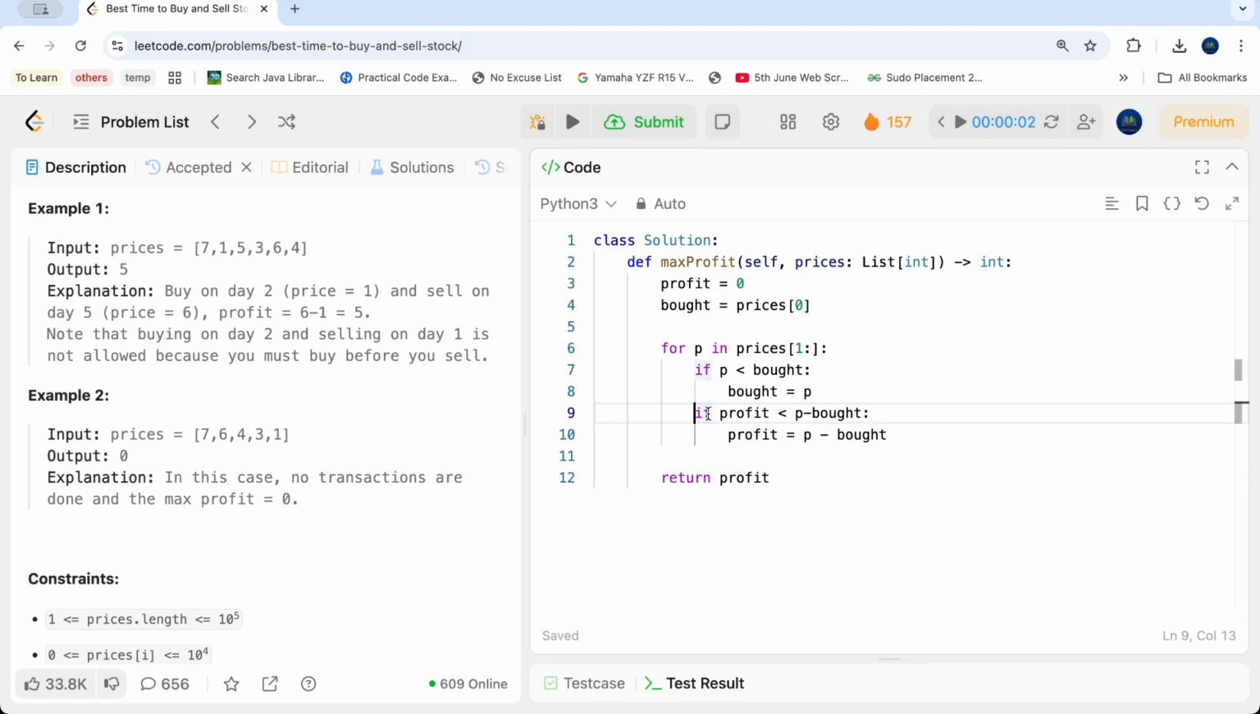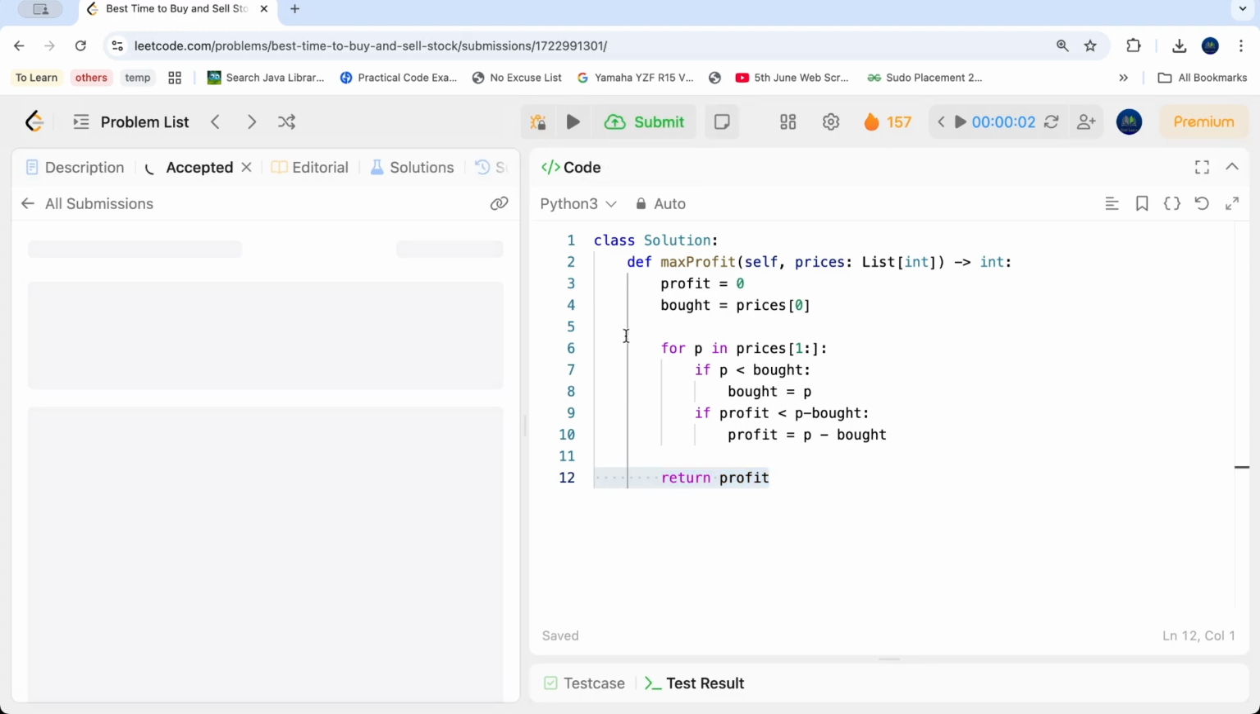And at every point I will check my profit. If my current profit is less than the new profit which I can gain if I sell my stock at price P, then I will update my profit. So I can say profit less than P minus bought. If this is the case, then profit will be equal to P minus bought. After you are done with this loop, you can just return the value of profit, and this will solve this particular problem. You can submit this, and this is going to pass all your test cases.